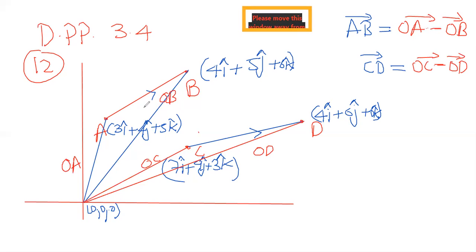Simple subtraction of vectors. How can you subtract? 4 minus 3. How much here? This is i cap. Is it or not? 4 minus 3, 1. 5 minus 4, luckily 1, j cap. 6 minus 5, that is also 1, k cap. So we got AB bar. This is AB bar.